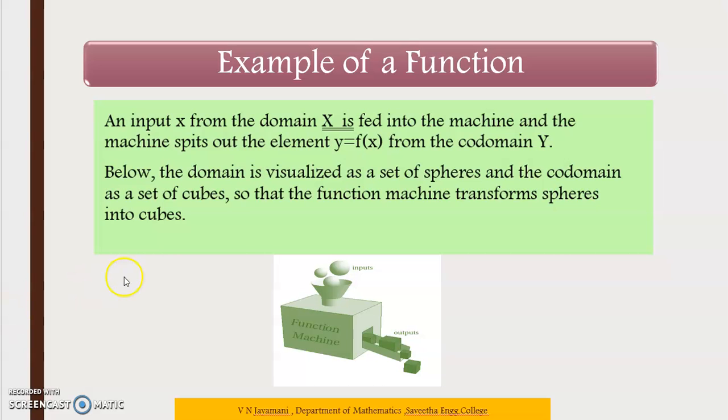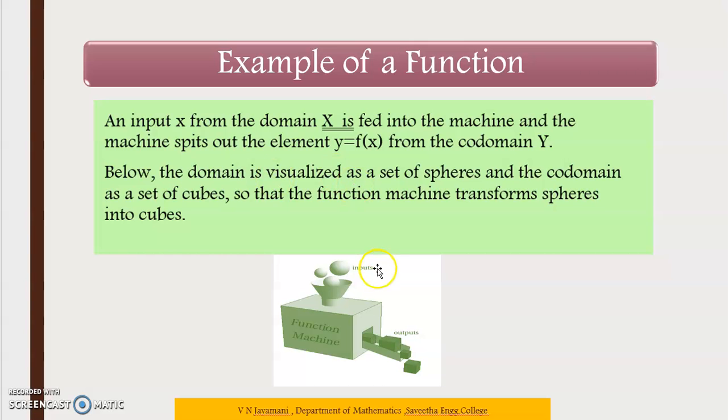So next we are going to see a real life example of a function. An input x from a domain capital X is fed into the machine and the machine spits out the element y equal to f of x from the codomain capital Y. Below, the domain is visualized as a set of spheres and the codomain is a set of cubes, so that the function machine transforms spheres into cubes.